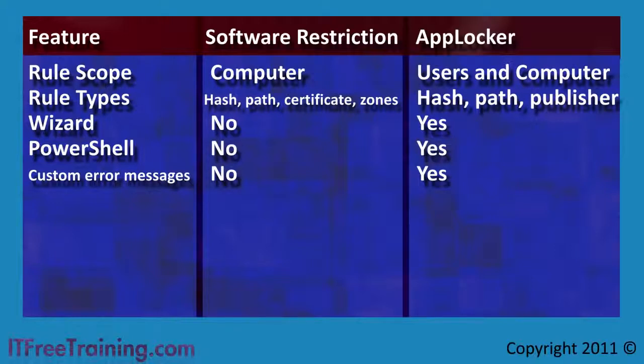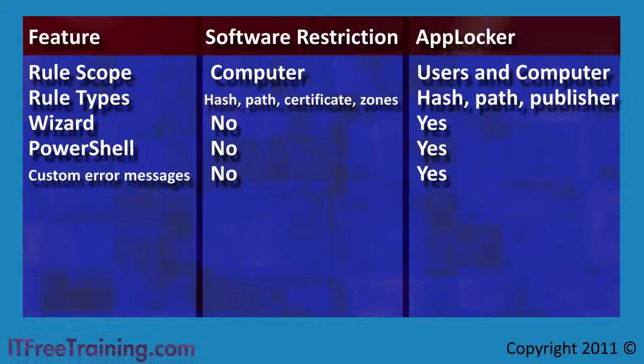The next change is the rule types. AppLocker supports 3 types of rules. These are hash, path, and publisher. There is no longer support for zones rules, but you will find that these 3 rules should cover most scenarios. The big change with AppLocker is that it has wizards where software restriction policy does not. This makes it easier to configure than software restriction policy. Next, you have additional features such as PowerShell support and custom error message. These 2 features allow you to take more control over AppLocker and customize it the way you want.